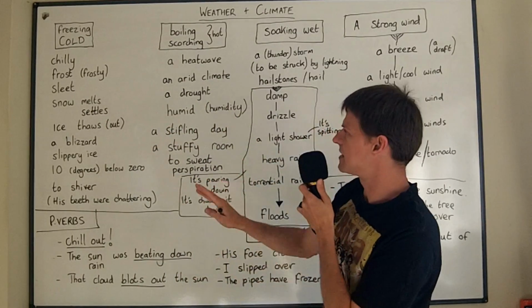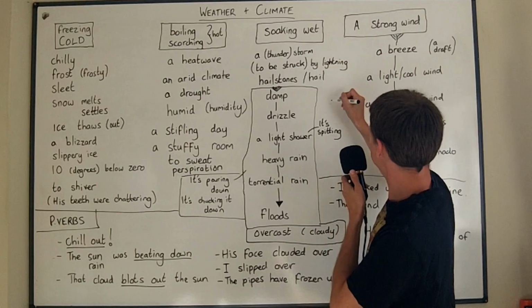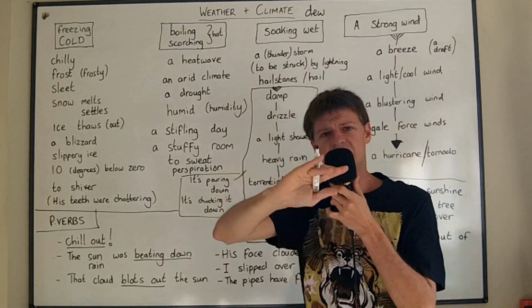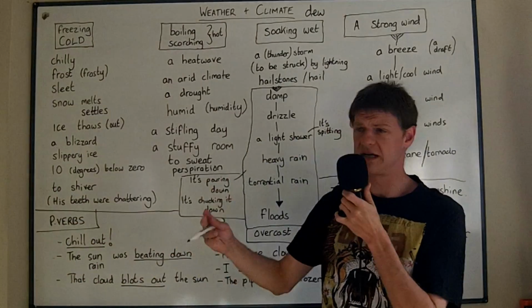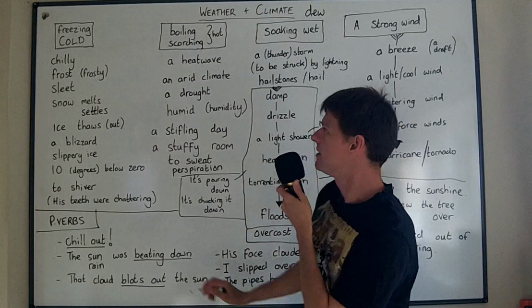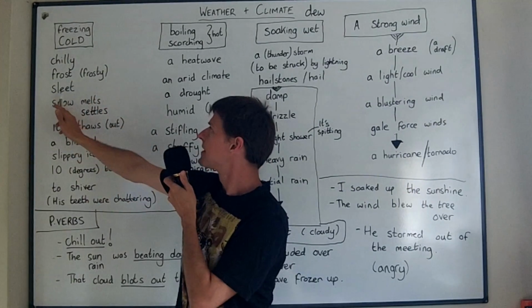I don't want you to think that it means dew, by the way, which I haven't written down here, so I'll put it here. Dew is the rain which you see on the grass in the morning. It's that water which you see on the grass and other plants in the morning. Frost is the layer of ice.